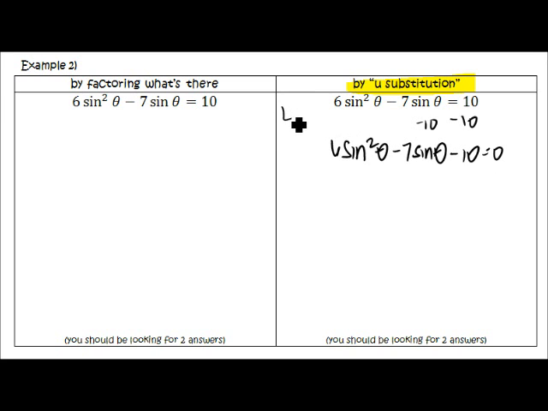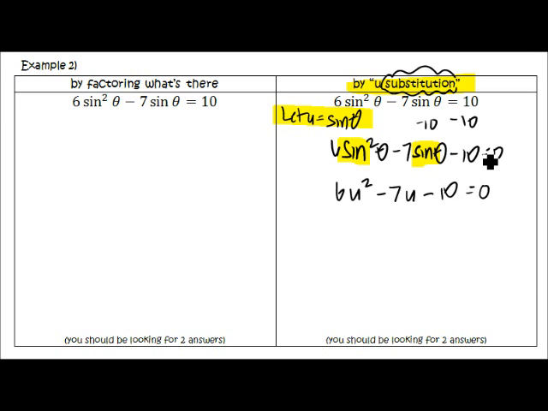Let's go ahead and let a variable u just be sine of theta. This is a substitution game. All we're going to do is substitute in our u everywhere there is a sine theta. So here's a sine theta and here's a sine theta. If we substitute in this u, we have 6u squared minus 7u minus 10 equals 0. For some people, this thing might be a little bit easier to look at and easier to factor.